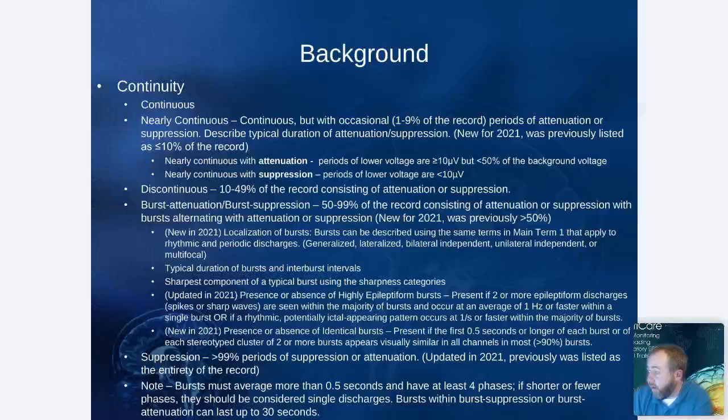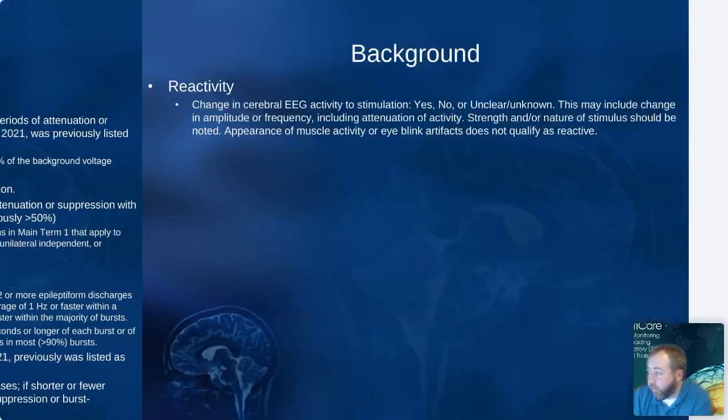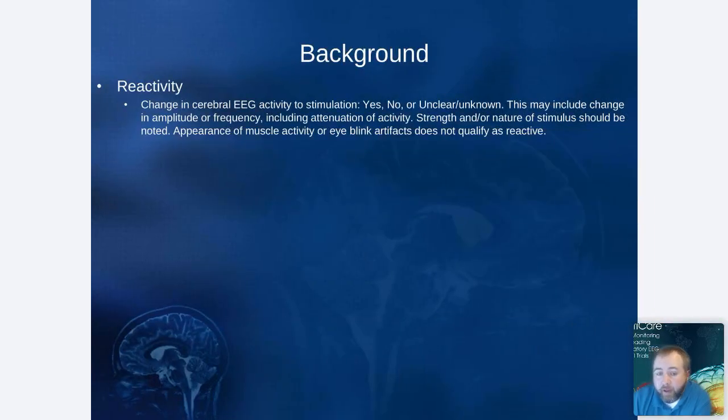Now the next section on that reference chart, if you just go over one more, is going to be reactivity. Reactivity is considered a change in cerebral EEG activity to stimulation. And you mark that reactivity as either yes, no, unclear, or unknown. Reactivity could include a change in amplitude or frequency, including attenuation of activity. And you should also note the strength of the stimulus used. Muscle and eye blink artifacts do not count as reactive.